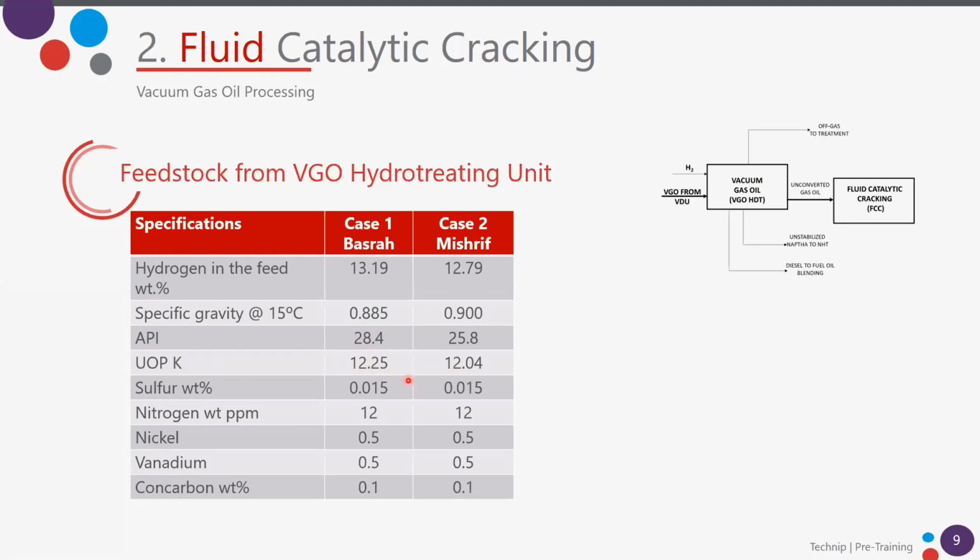Okay. We have the sulfur content. Remember that our specification for this stream was 150 ppm of sulfur content. We have the nitrogen content that is 12 ppm. And then we have the metal content also reduced to 0.5 ppm, and also the carbon percentage, that is a measure of the coke that the stream will produce.